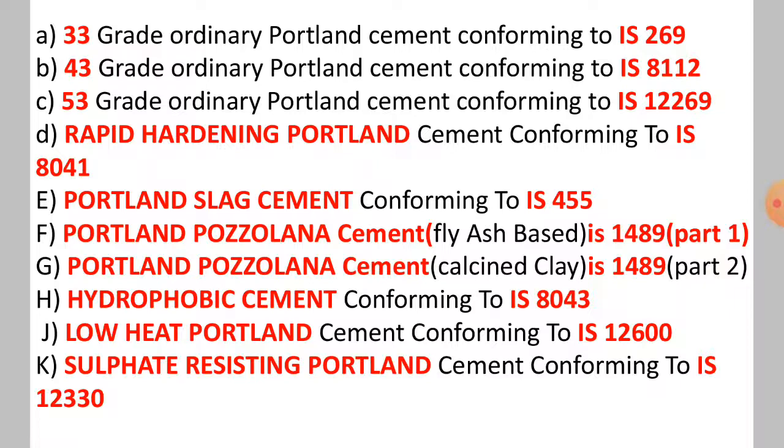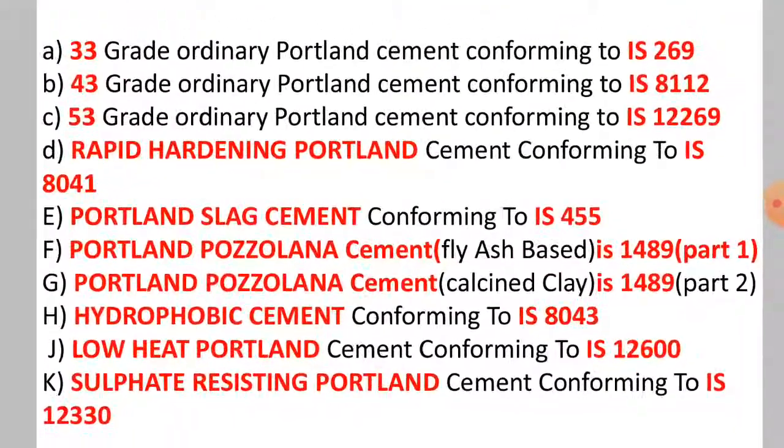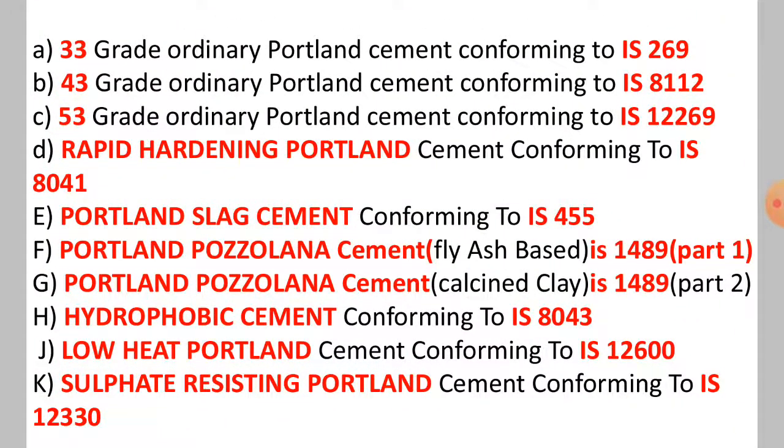Portland cement, which conforms to IS 8041, Portland slag cement, which conforms to IS 455, Portland pozzolana cement, if it is fly ash based, then IS 1489 part 1, if it is calcined clay, then it is IS 1489 part 2. Hydrophobic cement conforms to IS 8043. Low heat Portland cement conforms to IS 12600. Sulfate resisting Portland cement conforms to IS 12330.